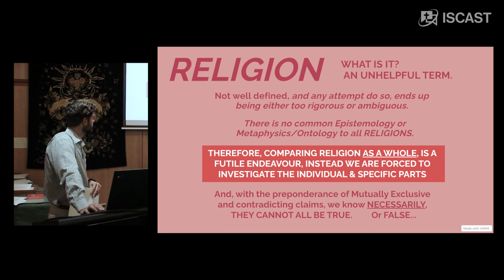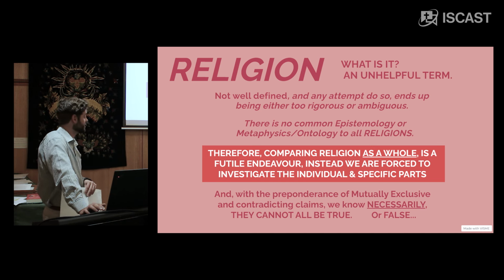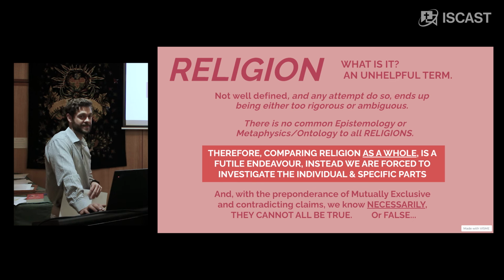And then moving to the preponderance of mutually exclusive and contradicting claims, that is the clincher. We know that they cannot all be true. So even saying all of religion is true is just incoherent, because they make mutually exclusive claims, which we know from the laws of logic cannot be true. But at the same time, what else does that mean? It means we can't say all of them are false.